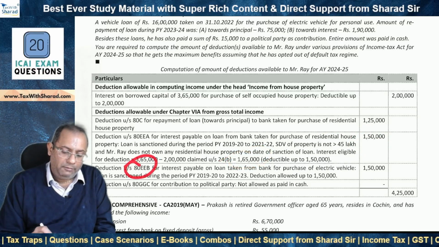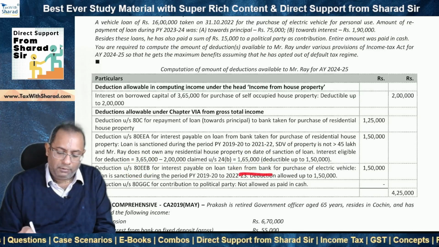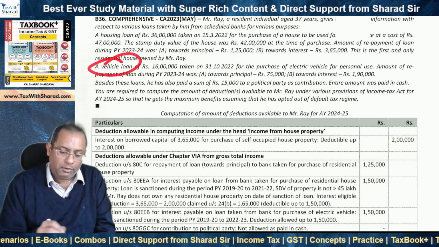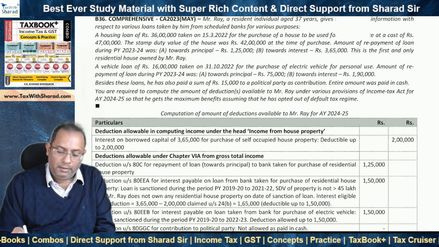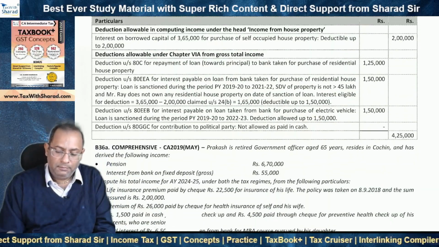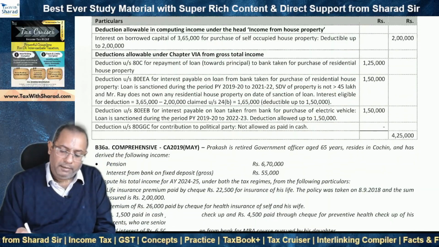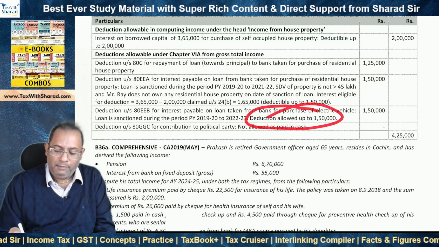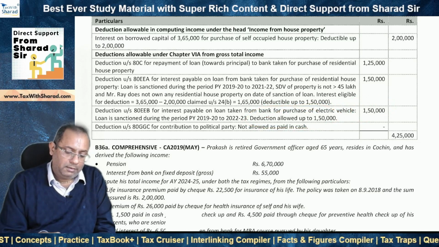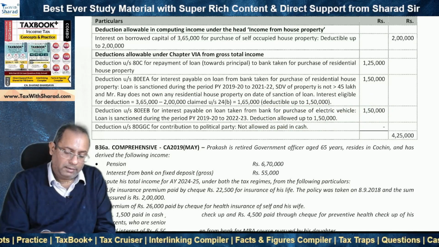Similarly, 80EB for interest payable on loan taken from bank for purchase of electric vehicle. If you look at the question, vehicle loan was taken and the amount towards interest was 1,90,000. Students gave deduction of full 1,90,000, without appreciating that deduction is to be allowed only up to 1,50,000. So these were the mistakes that students made in respect of income tax.